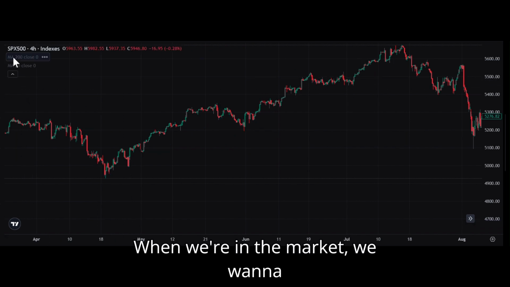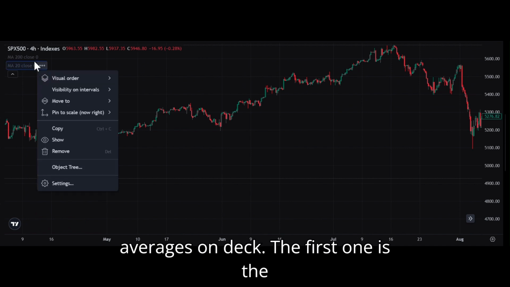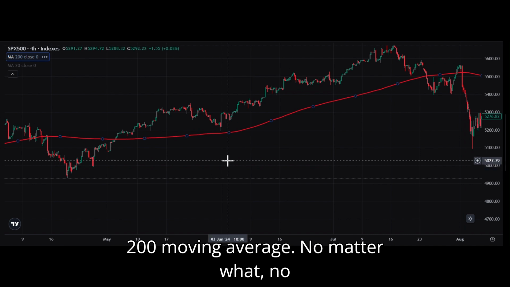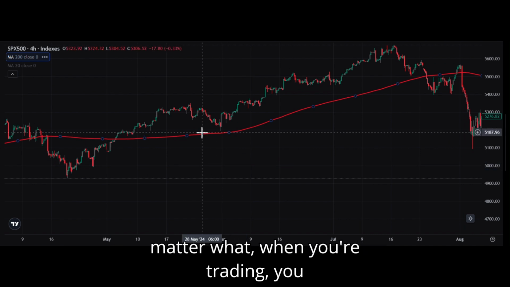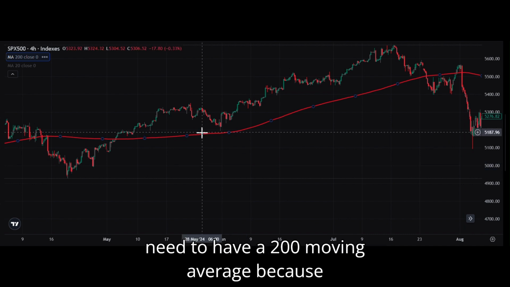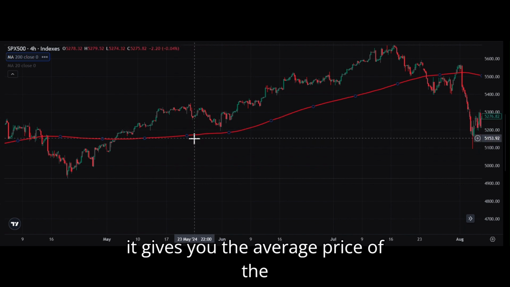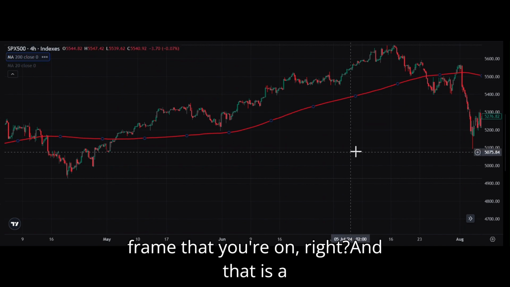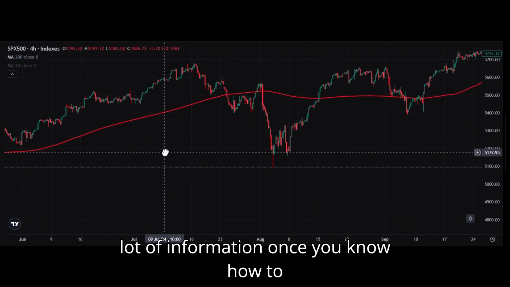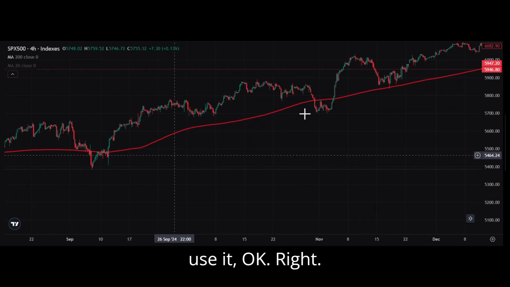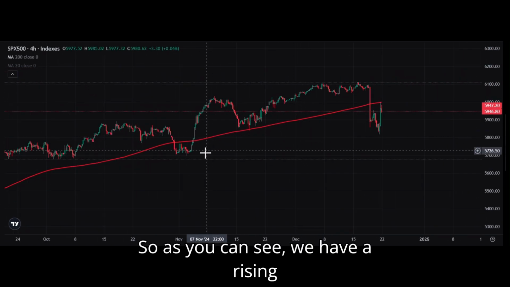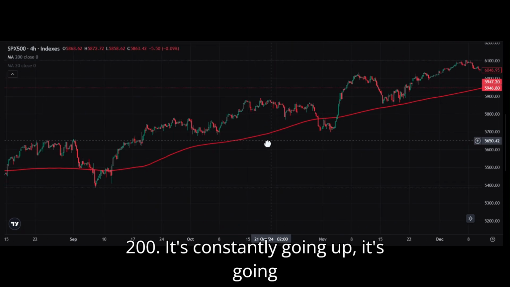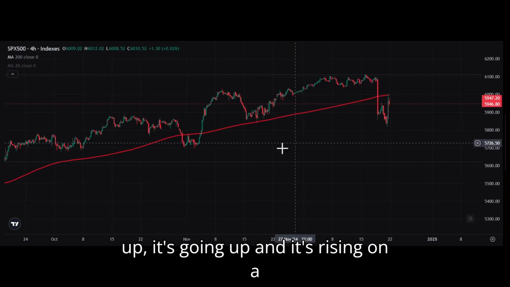when we're in the market, we want to always, no matter what, have two moving averages on deck. The first one is the 200 moving average. No matter what, when you're trading, you need to have a 200 moving average because it gives you the average price of the last 200 candles based on the time frame that you're on, right? And that is a lot of information once you know how to use it, okay? So, as you can see, we have a rising 200. It's constantly going up, it's going up, it's going up, and it's rising on a slant.